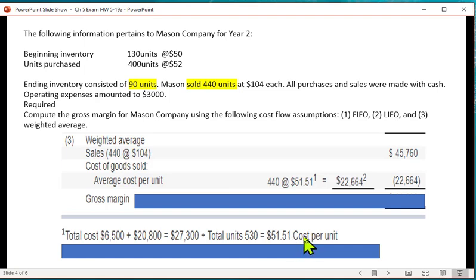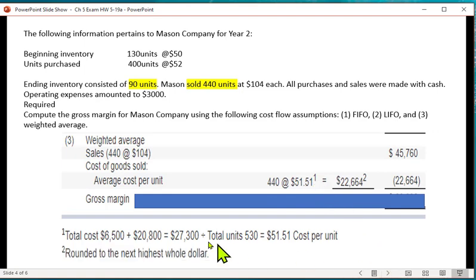$51.51. Now, we have a second calculation. So we're going to take 440 times $51.51, and we're going to multiply the two together, and we're going to get, rounded to the nearest whole dollar, $22,664. That will be our weighted average cost of goods sold.